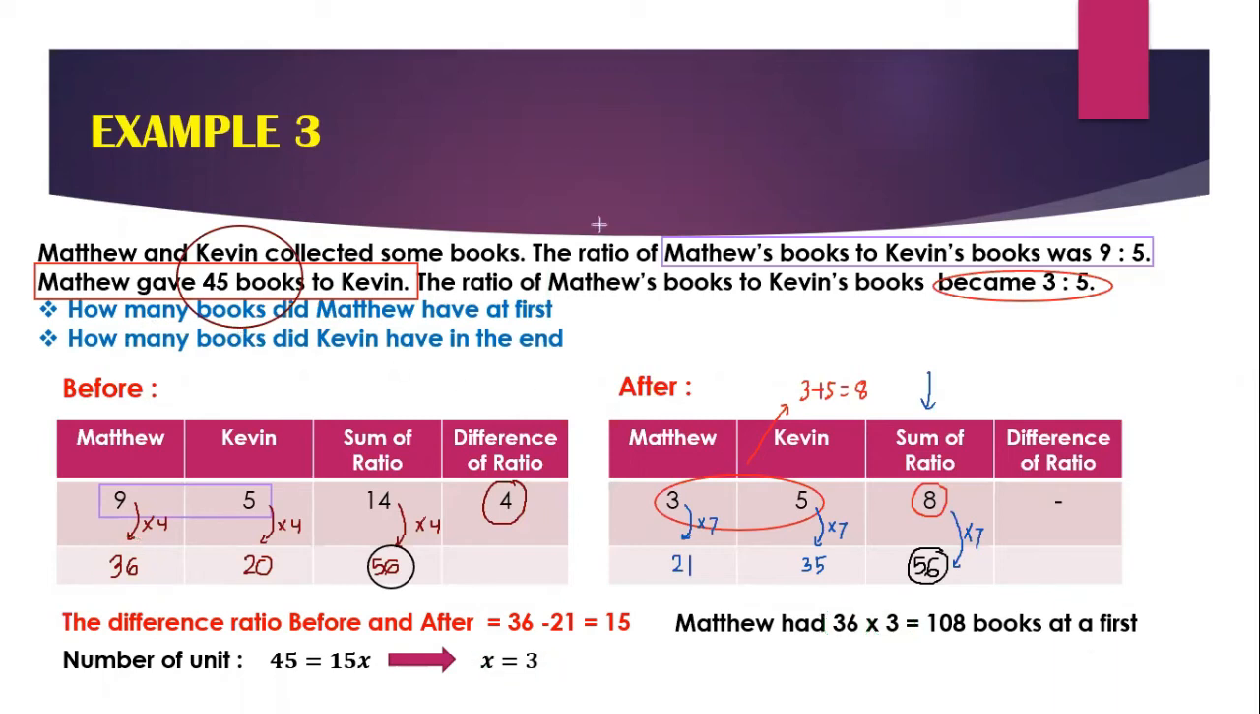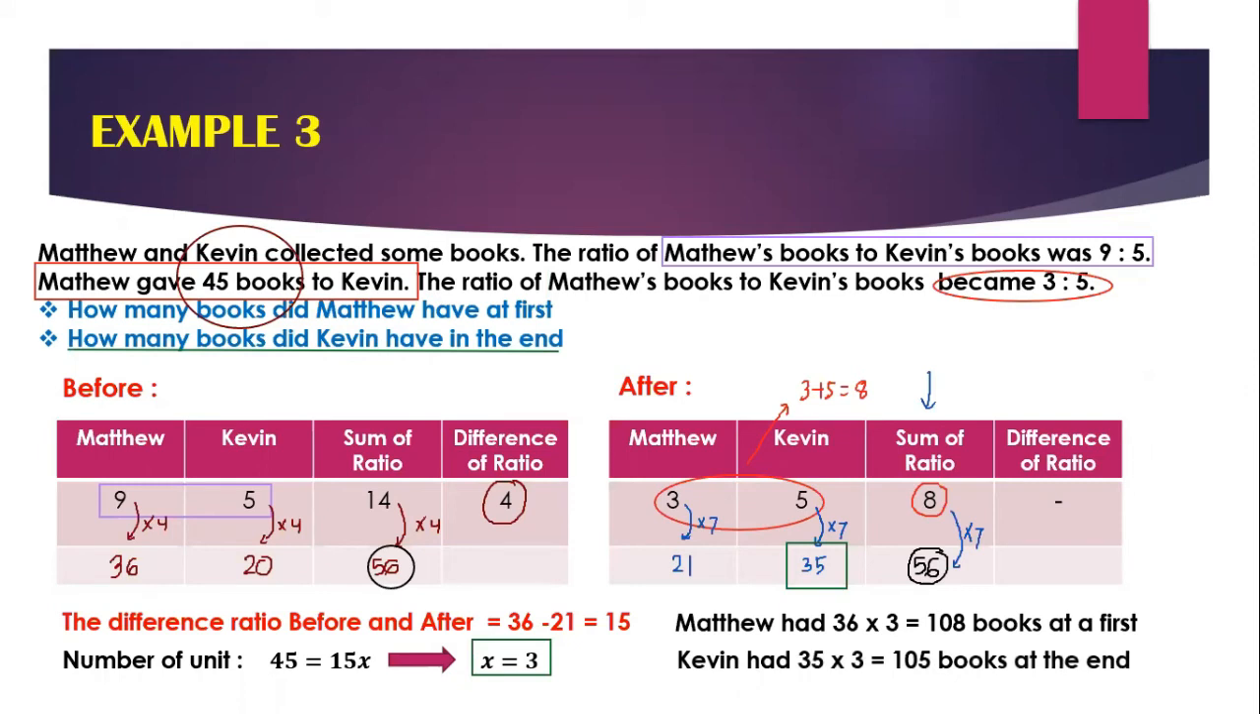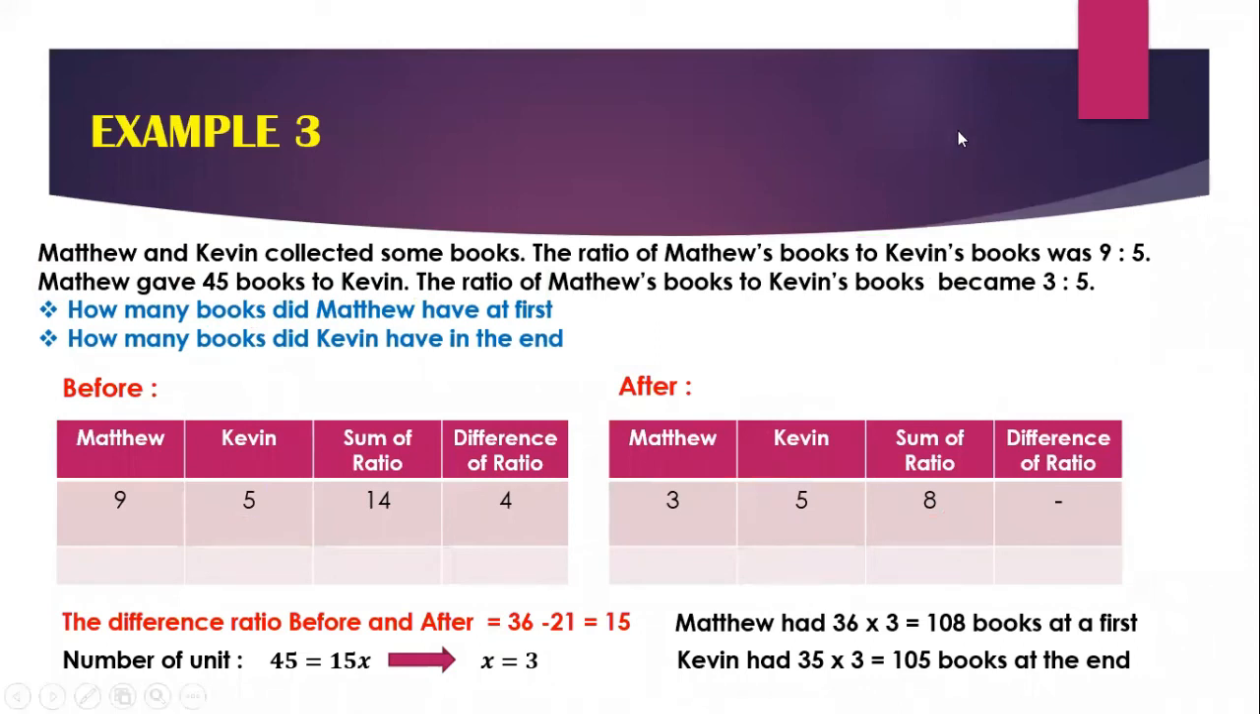Question B. How many books did Kevin have in the end? Kevin in the end, what's the ratio? The ratio is 35, and x equals 3. So Kevin had 35 times 3 equals 105 books at the end. Very easy, right? Okay, good. Now we go to example 4.